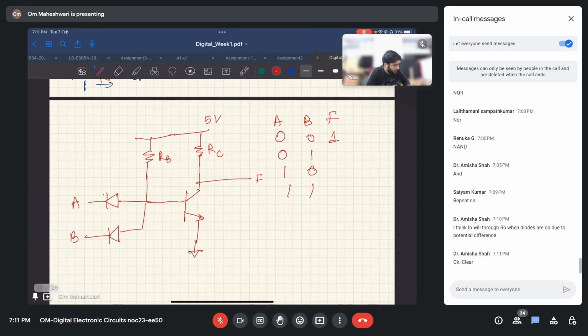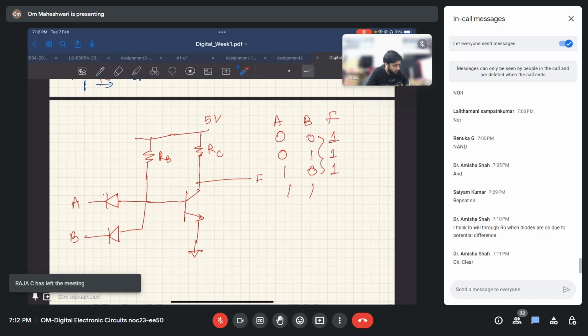Similarly, this is the case when any of these is on. So any of these is 0. Whenever we give 0 at any of the terminals, one of the diodes will turn on. If any of them is on, these are ideal diodes, so they have no voltage drop. It will be just a short circuit. And whenever we have 0 at the short circuit, we will get 0 here. That will turn off the BJT, and we get F equal to 1. That is why for all these three cases, we get F equal to 1.